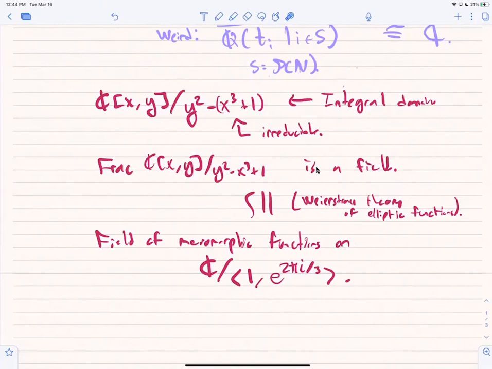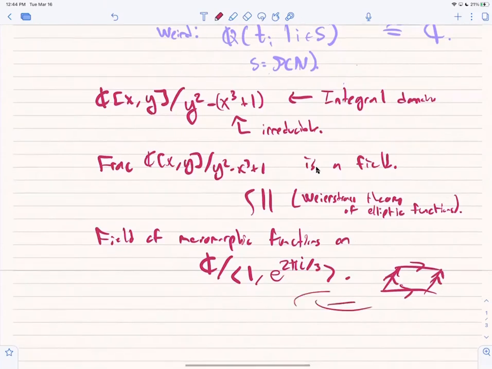The set of all meromorphic functions on the complex plane is a field. The set of all meromorphic functions on any one-dimensional complex manifold is a field. And here's some one-dimensional complex manifold. It looks like you took a parallelogram of the complex numbers and glued together the opposite sides. So this is a donut topologically, but a donut where you have some complex structure, some atlas of complex charts on it.